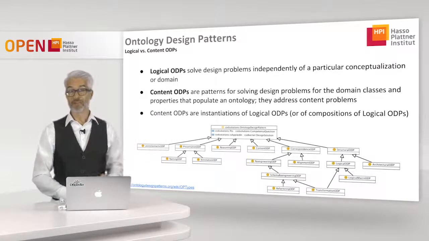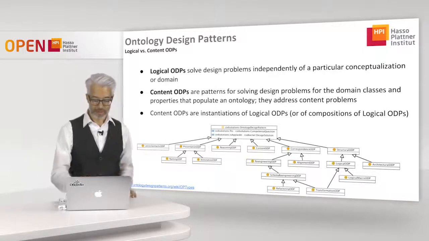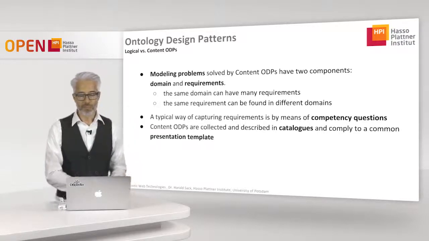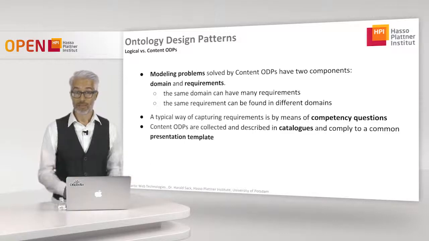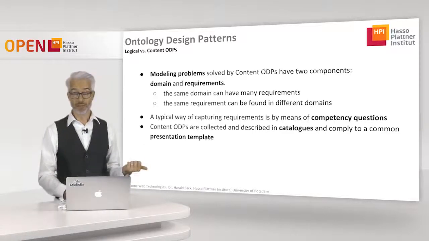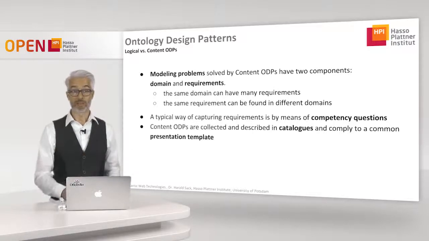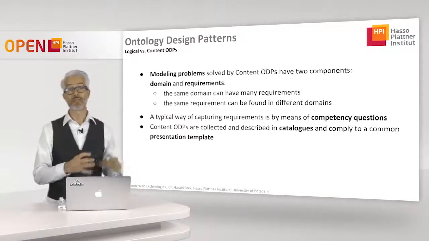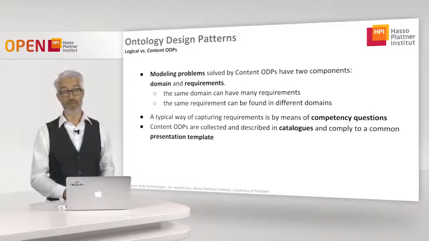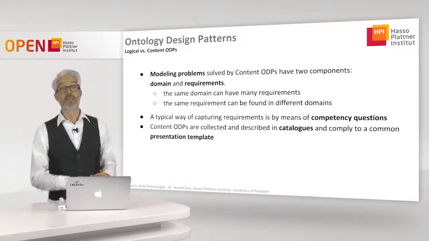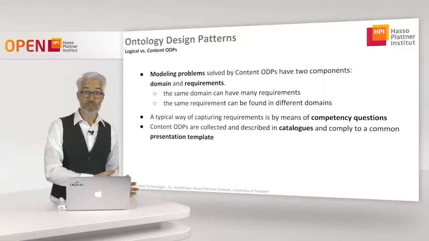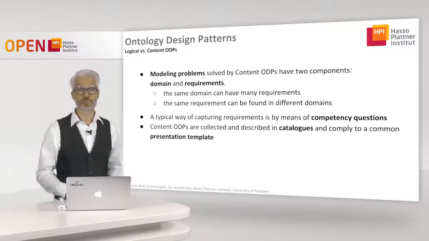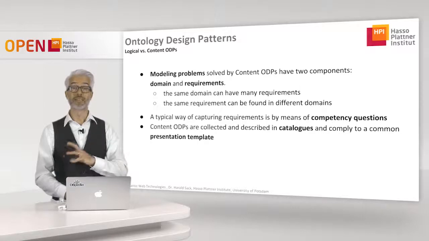So how does this process of selecting the right pattern work? I can give you a rough idea about that. Usually, if you try to model a problem, you have two components in your content ontology design patterns. You have first the domain, so where this application really will work or is carried out. And in the same domain, of course, you might have different requirements. So they specify in the end the design pattern that you have to use. On the other hand, of course, there are recurrent requirements which can be found in different domains. So domains and requirements are things that are somehow to be represented for your content design pattern.